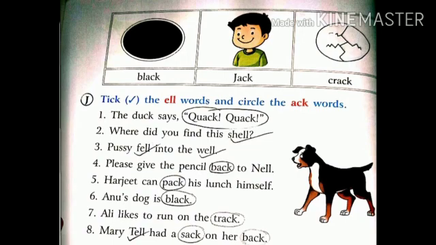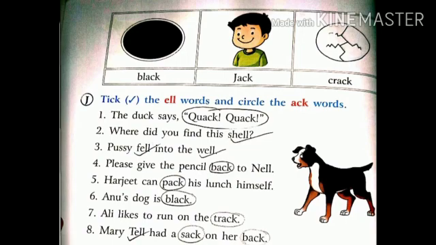Children, on the basis of your understanding, now let's complete question number J. Tick the ill words and circle the ack words. Children, in this, the word which ends with ill, we have to tick, and the word which ends with ack, we have to circle it. So let's start. Number 1, the duck says quack quack. We will circle the word quack.